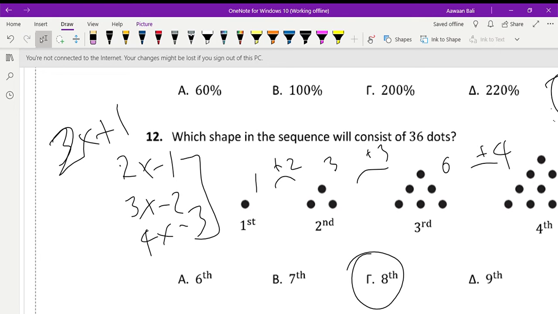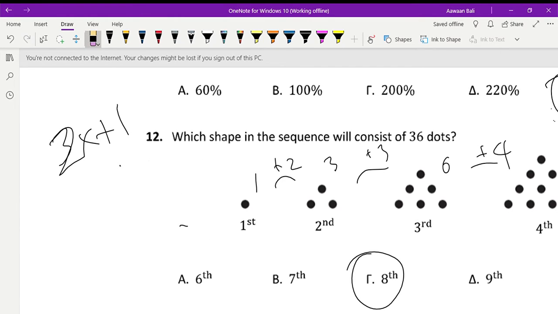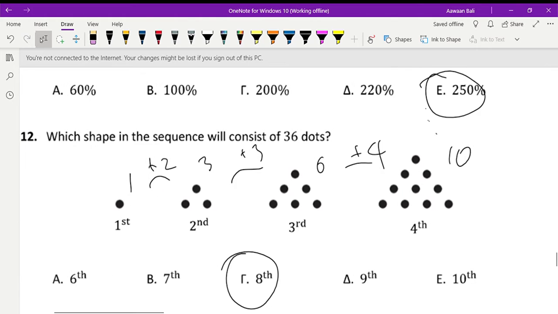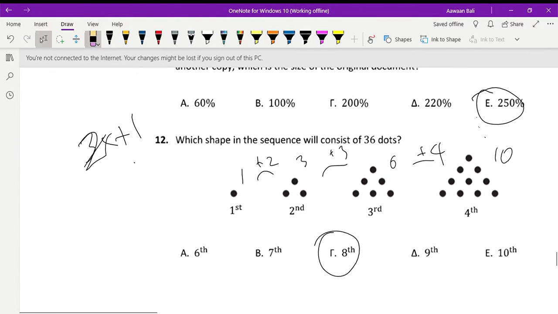Now when we substitute 0 for the first part, 2 times 0 is 0 plus 1, 1. Then for the second one, 2 times 1, 2 plus 1, 3. 2 times 3, 6 plus 1, 7. So that makes it a bit more complicated still.